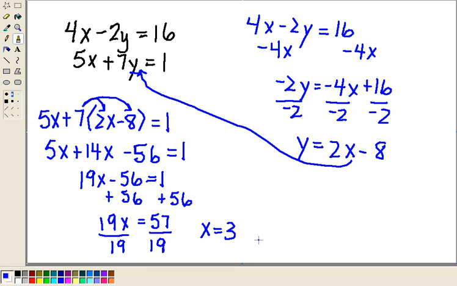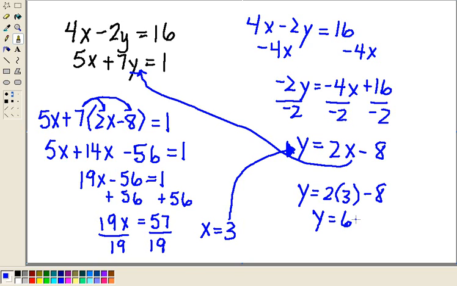But I am not done with this problem, because while I know what x is, I still don't know what y is. The easiest thing to do is to plug x into the equation where you've already isolated y and determine what y is. So y is going to equal 2, and now I have an x there, but I'm going to plug in my x value from over here, times 3 minus 8. I get that y equals 6 minus 8, or y equals negative 2. So if I want to write my solution as a point, I get (3, negative 2).